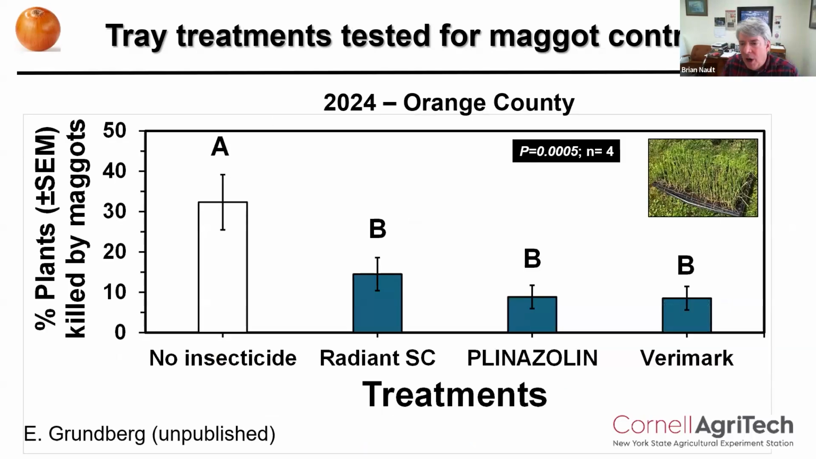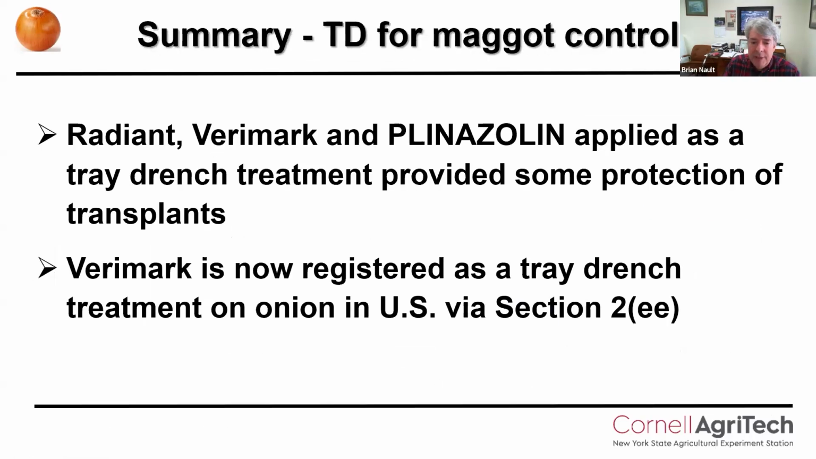Unfortunately, our trials up in upstate New York were a bust because we just didn't get the pressure. But Ethan Grunberg, Cornell Cooperative Extension in Orange County, had great success. In the no insecticide control, he had about 33% of the plants killed by maggots, whereas in all the treatments he had lower levels of infestation. Of course, what you'd love to see, especially in transplanted onions, which are expensive, would be 0. We didn't see that. So that's why Verimark is labeled as suppressive and not as a control product.